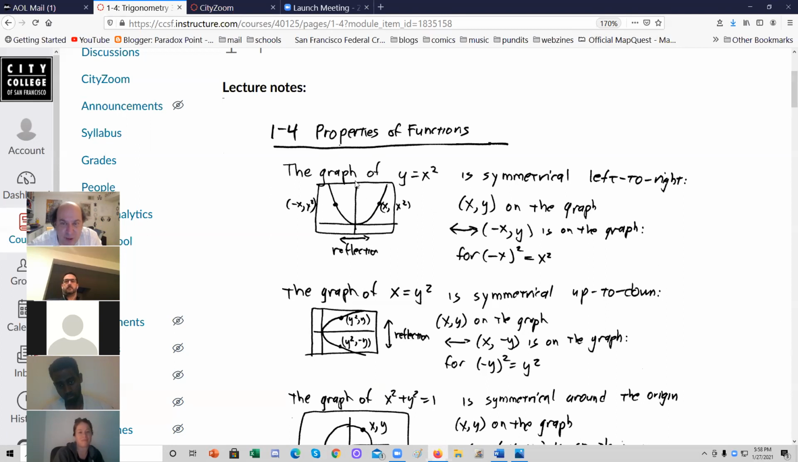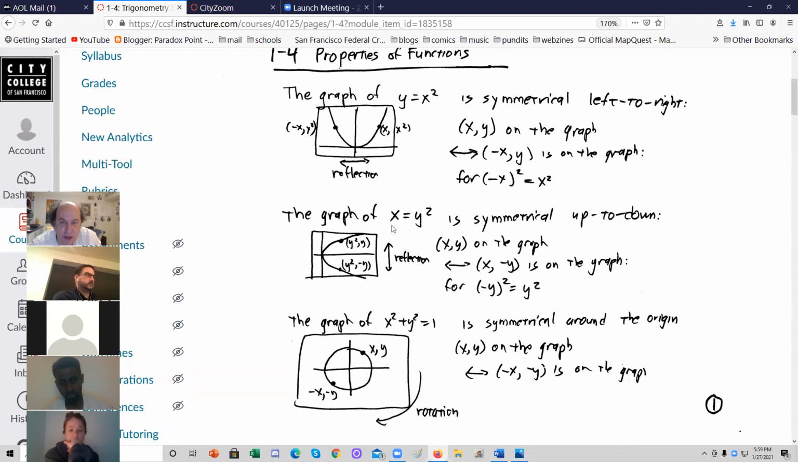Okay, given a parabola, y equals x squared. It's symmetrical left for right. If (x, x squared) is on the graph, then (negative x, x squared) is also on the graph. That's because negative x squared is the same as x squared. So it's symmetrical, reflecting through the y-axis.